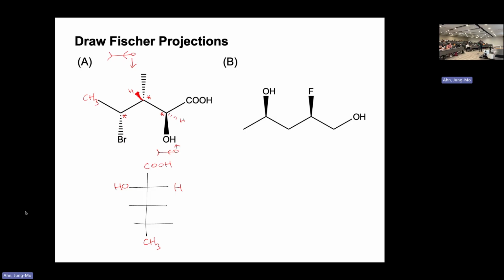And now for these two horizontal lines, a dash means behind the screen, and I'm looking down, right? The dash is behind the screen, and that's on my left-hand side. So the methyl has to be placed on my left-hand side, and the hydrogen on the opposite side.